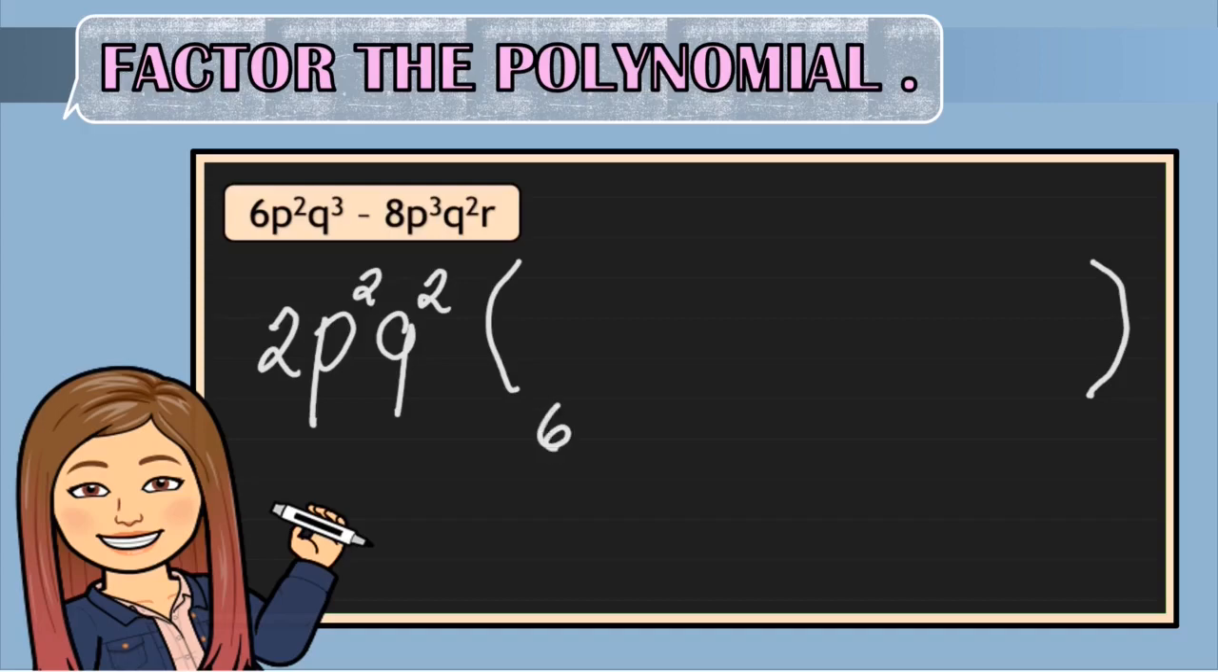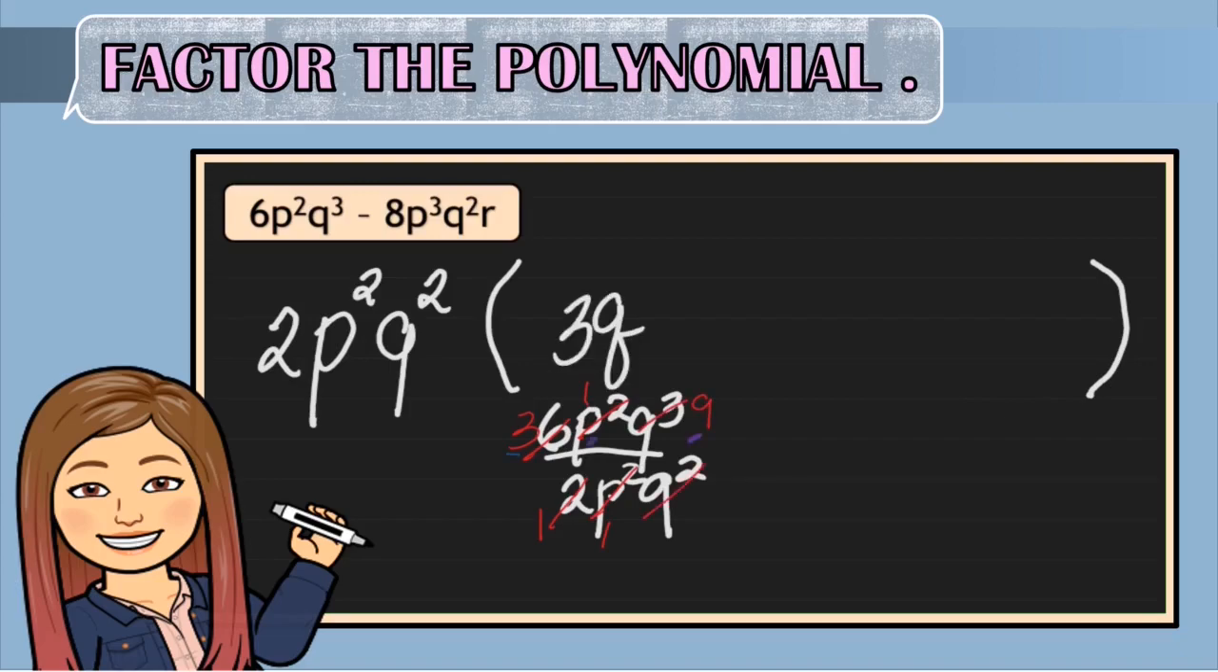We divide 6p squared q cubed with 2p squared q squared. 6 divided by 2 is 3. P squared divided by p squared, 2 minus 2 is 0, and p to the power of 0 is simply 1. Q cubed divided by q squared, 3 minus 2 is 1, and q to the power of 1 is q. So therefore, the answer is 3q. Then copy the sign minus.